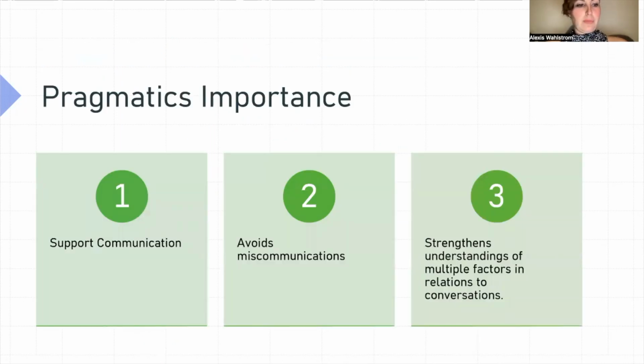Learning and understanding pragmatics is incredibly important because it helps the students to avoid miscommunications or conflicts in conversation. It also helps support the growth of communication with others and the understanding and relationship to physical factors and personal and environmental factors that can affect conversations.